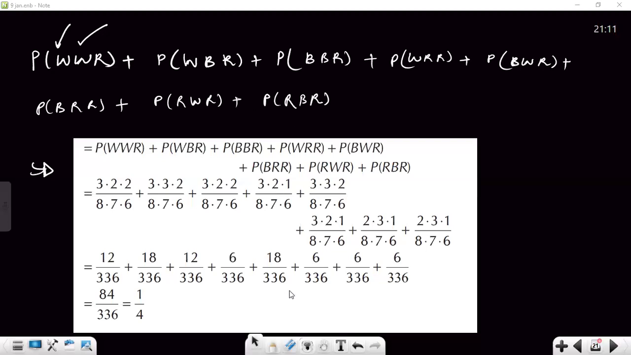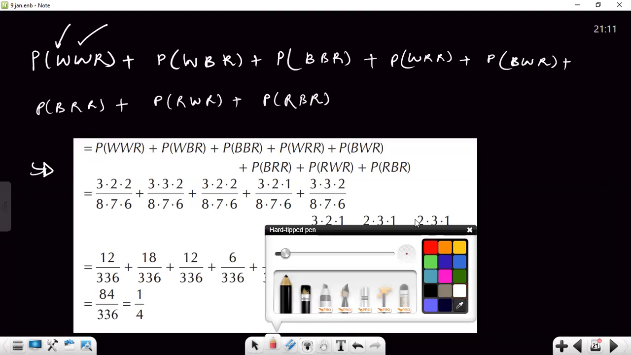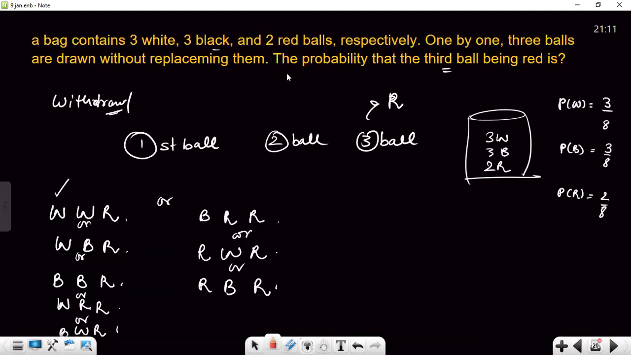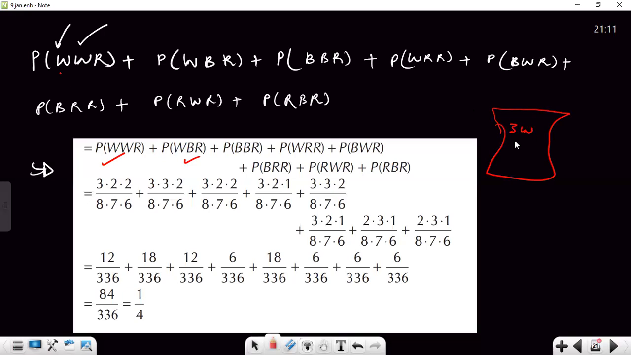Okay, so we were discussing this question in the previous class. These are all the events listed. There was an urn, or a bag. In that bag, how many balls? Three white, three black, and two red balls were there.